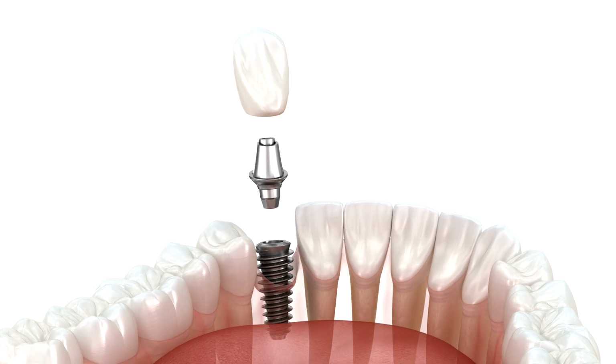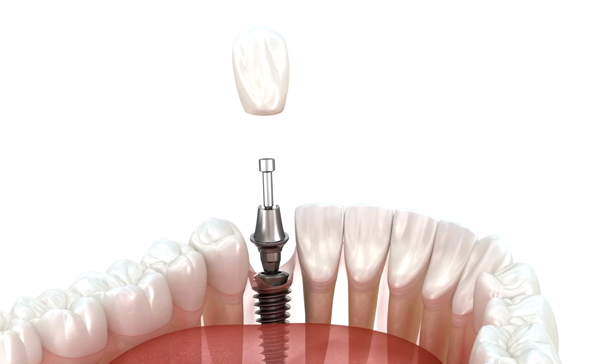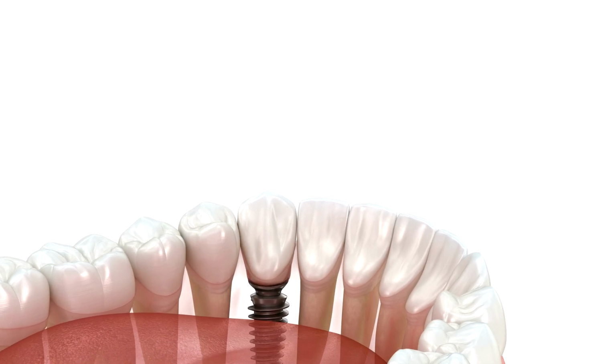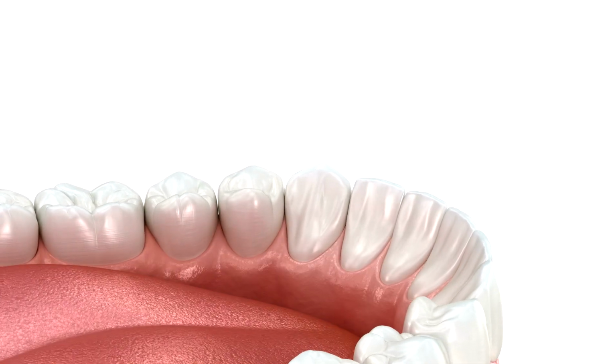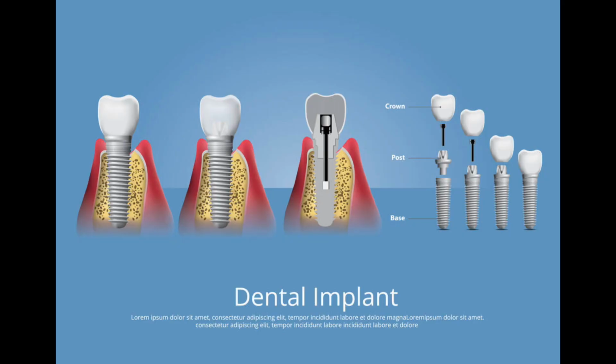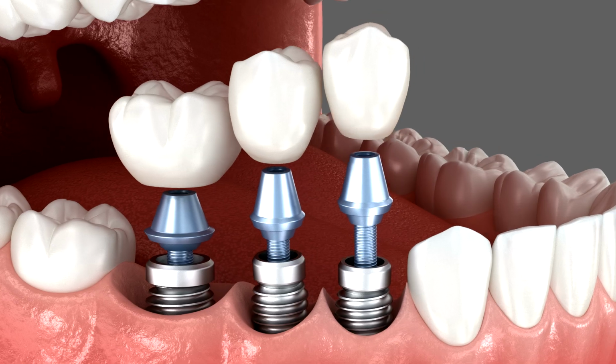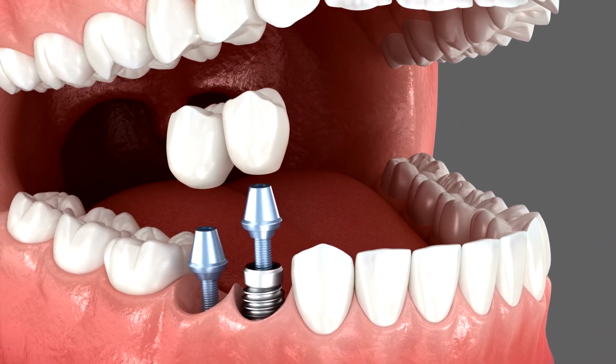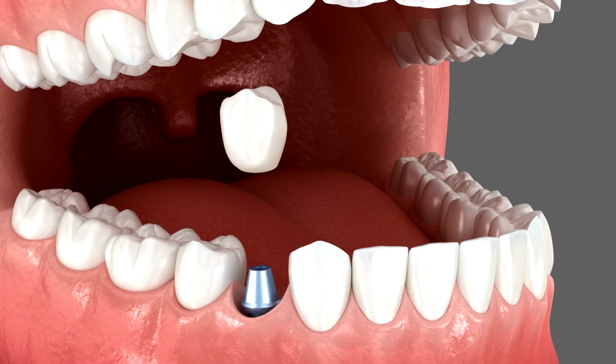Internal hex, or octa, offers better stability than the external hex, partially seating the abutment inside the implant. And conical Morse taper. This connection relies on friction. Visual: show the tight, sealed fit of a Morse taper connection. It creates a cold weld seal, minimizing the microgap where bacteria can accumulate, reducing the risk of peri-implantitis, and preventing rotational movement.